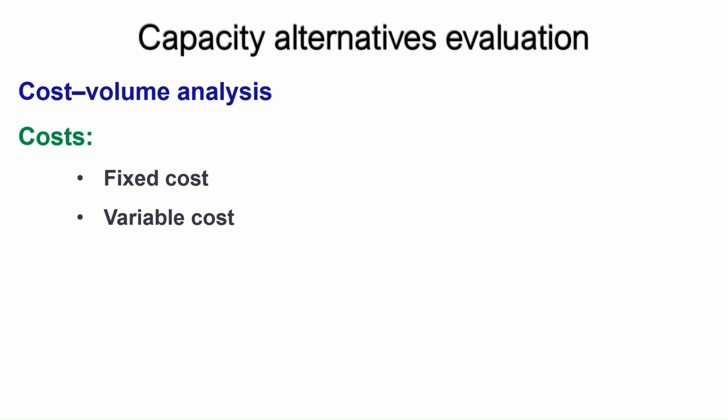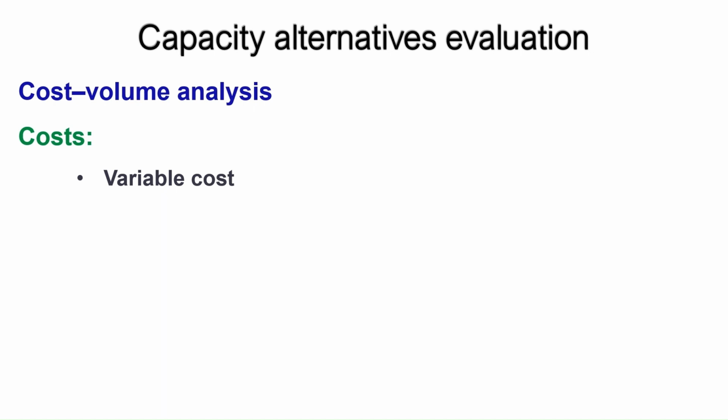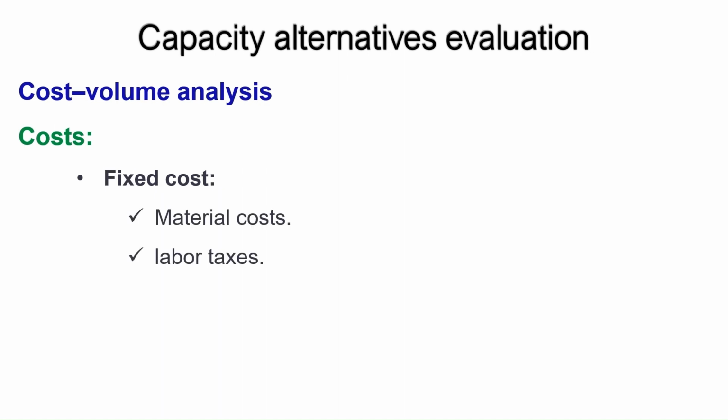These costs are designated as fixed costs and variable costs. Fixed costs tend to remain constant regardless of the output volume. Examples include rental costs, property taxes, equipment costs, heating and cooling expenses, and certain administrative costs. While the variable costs vary directly with the output volume. The major components of variable costs are generally materials and labor costs.